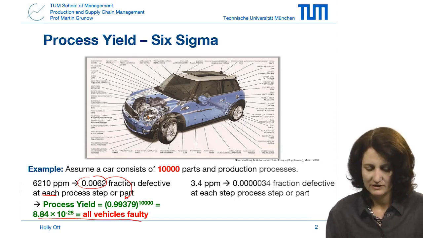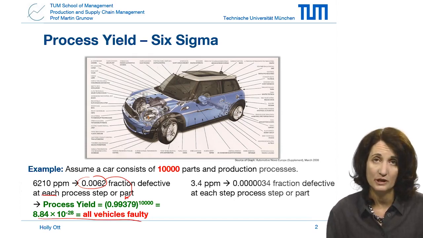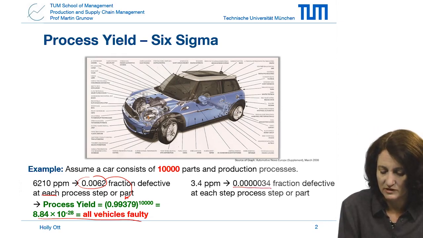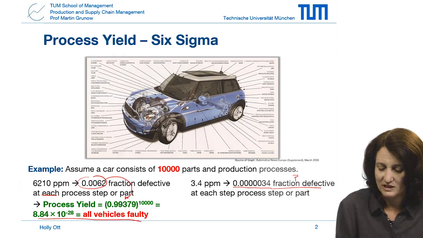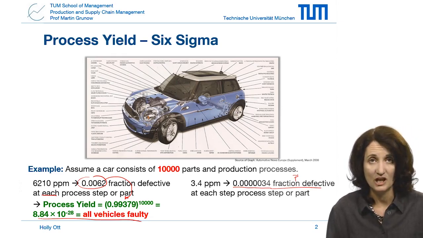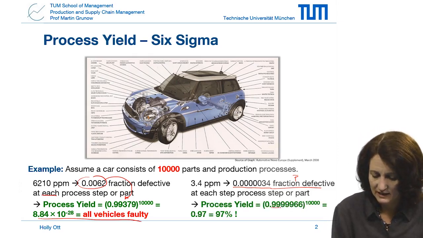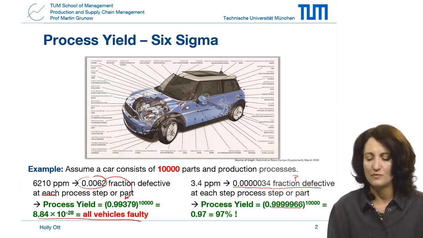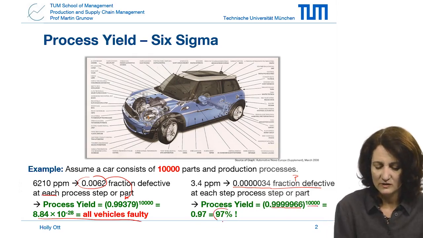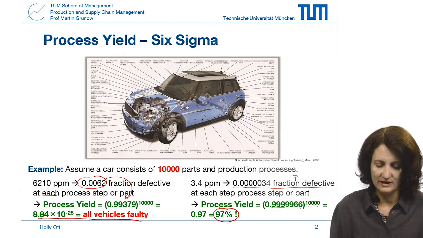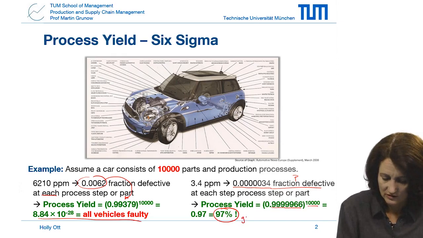On the other hand, if we have 3.4 parts per million, which translates into this 0.0000034 fraction defective at each process step or for each part, then the overall process yield, of course, is 1 minus P, so it's going to be 0.9999966 to the power of n, 10,000, or as we saw before, 97% fault-free vehicles, good cars.